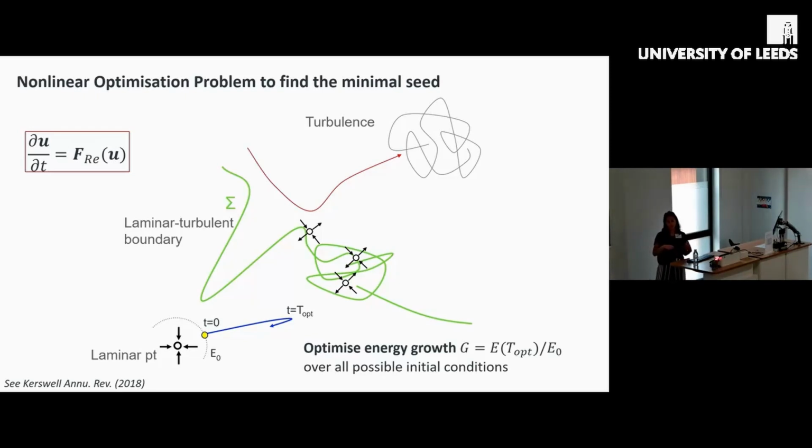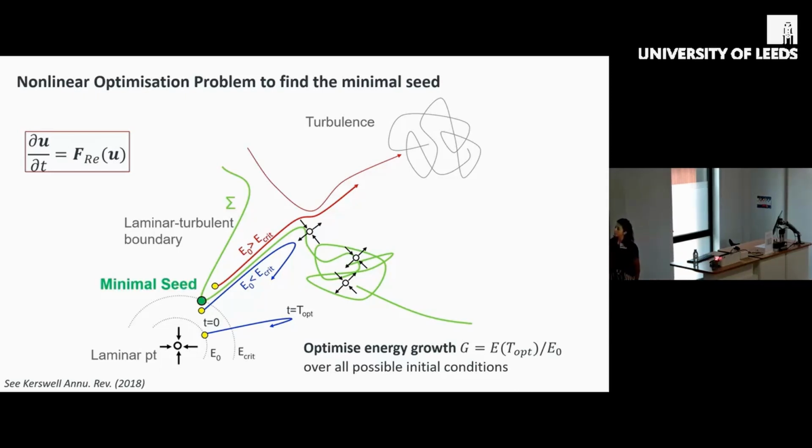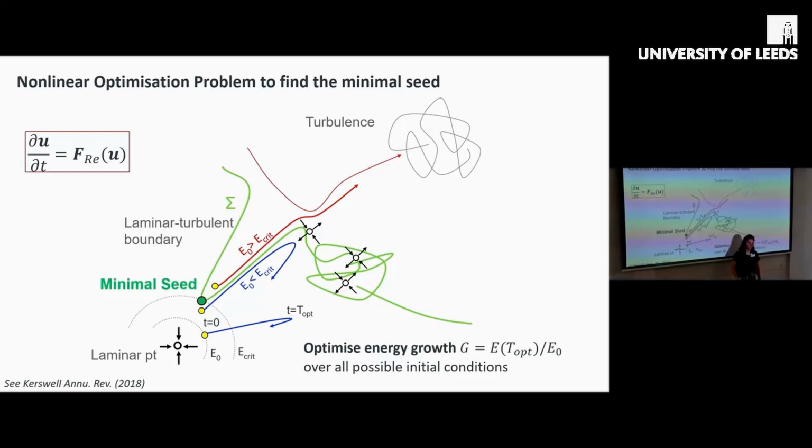It involves forward and backward integration of Navier-Stokes and backward of the adjoint equation. So yes, it is computationally expensive. And then we gradually increase the initial energy E0 until we finally trigger turbulence. So the minimal seed will be bracketed between these two final initial states.